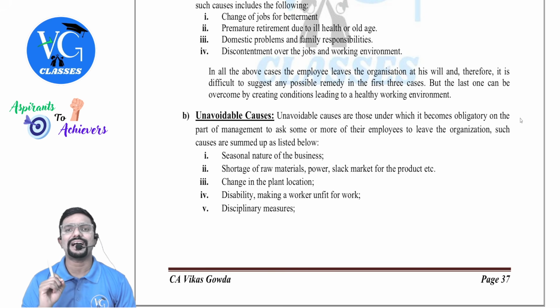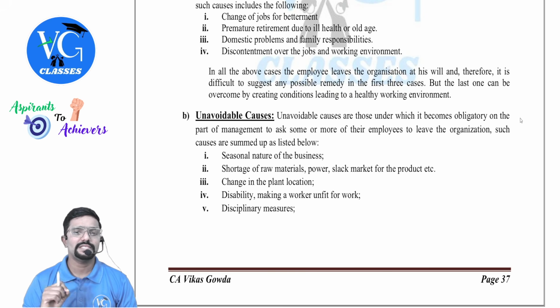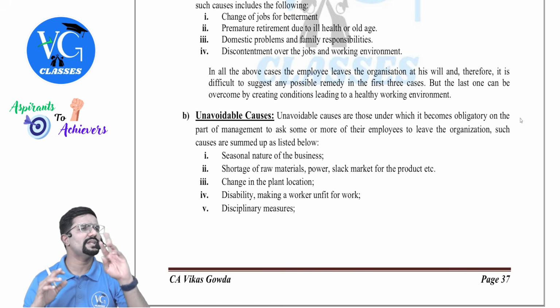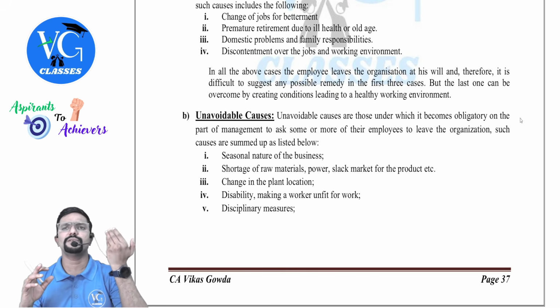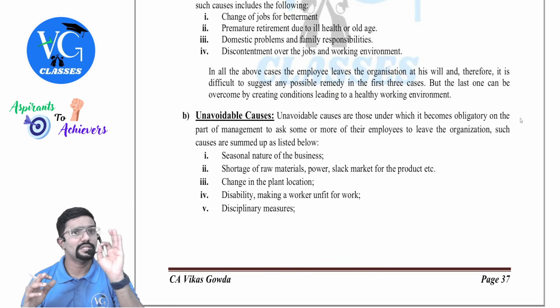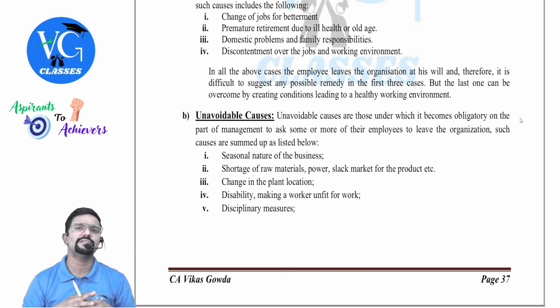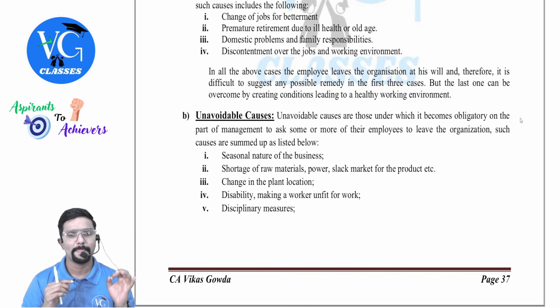So that means management only is asking employees to leave. Such causes are summed up as listed below. One, seasonal nature of the business. Guys, a company is running a seasonal business. Only 8 months they will have business, and the remaining 4 months they will ask employees to leave. In this case, it is very difficult for them to attract employees again, but still they say, as it is seasonal, we have only 8 months of work, for the remaining 4 months you look after whatever you want.